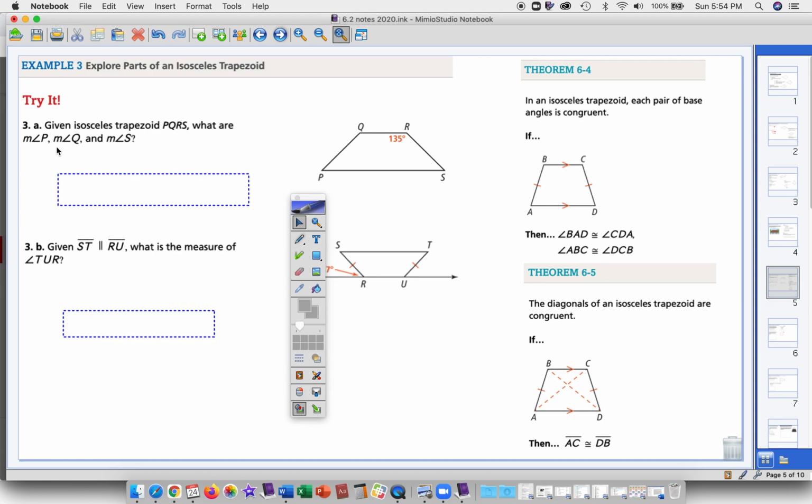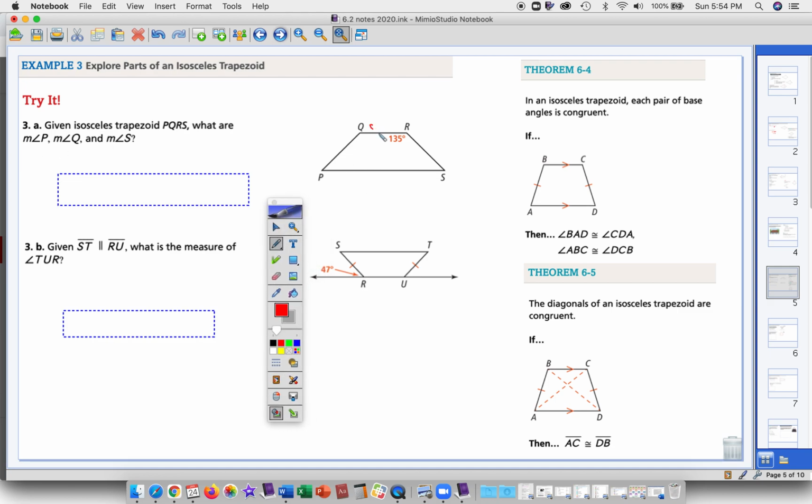Okay, given isosceles trapezoid PQRS, what are the measures of these angles? So again, keep in mind that you have the one pair of parallels. Let's see, go through and try these examples. Read through the theorems, right? In an isosceles trapezoid, each pair of base angles is congruent. So we have congruent angles here, and we have congruent angles here as well. Again, this is only when it's isosceles.